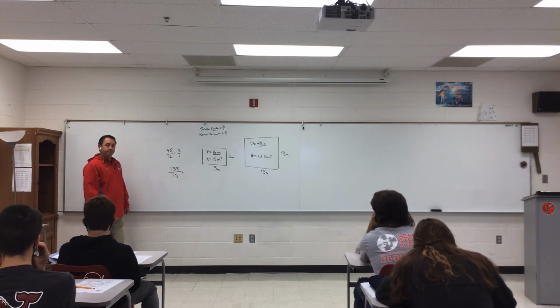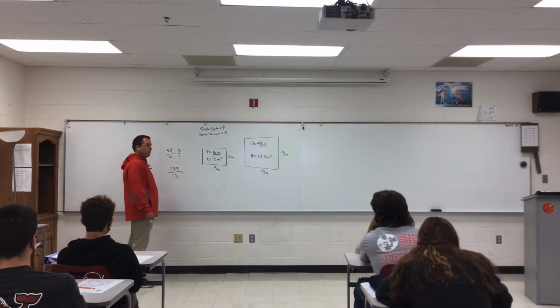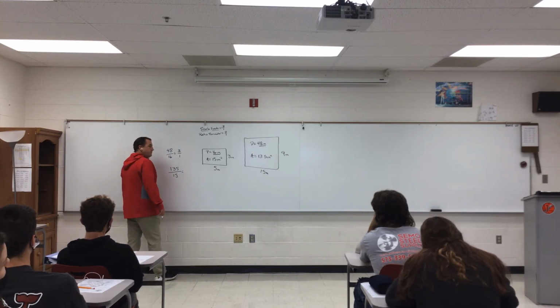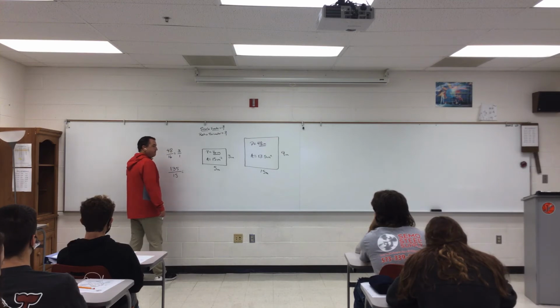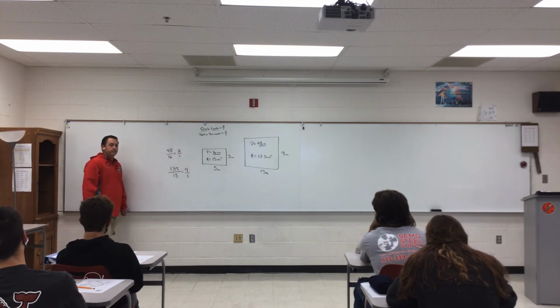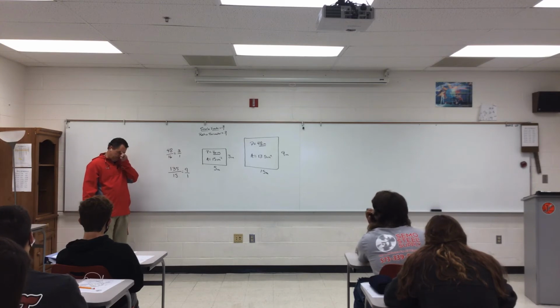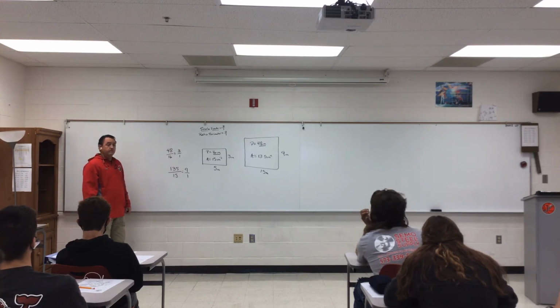Somebody tell me. 135 over 15. We just did it over there, but what do we get? It's 9, isn't it? How does 3 compare to 9? Three squared would be 9, wouldn't it?